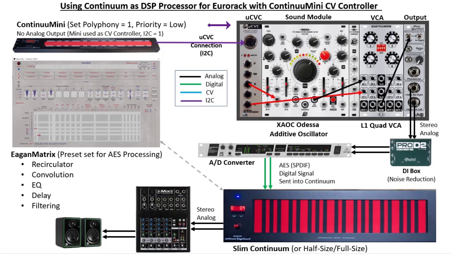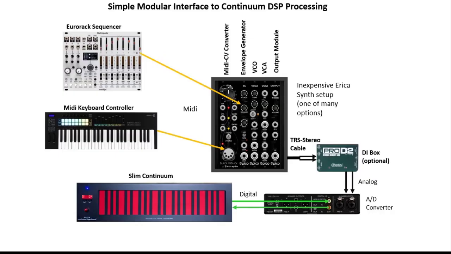You can get another one of these and connect two up, one a master, one a slave, if you want to support the full Continuum Mini two-voice operation. Of course, you don't have to use a Continuum to drive your Eurorack gear. You could have a very simple setup like this and use a MIDI keyboard controller to send to a MIDI to CV converter module, and from that you can send your CV signals around as you need them.